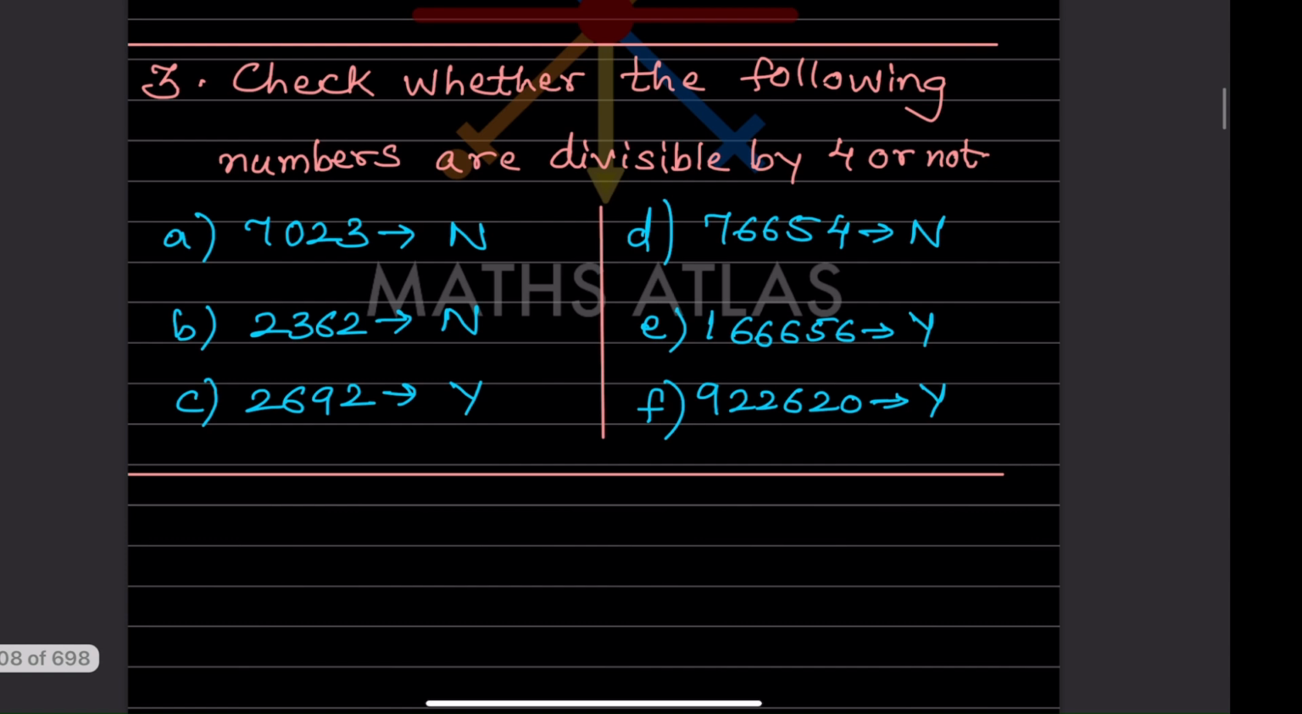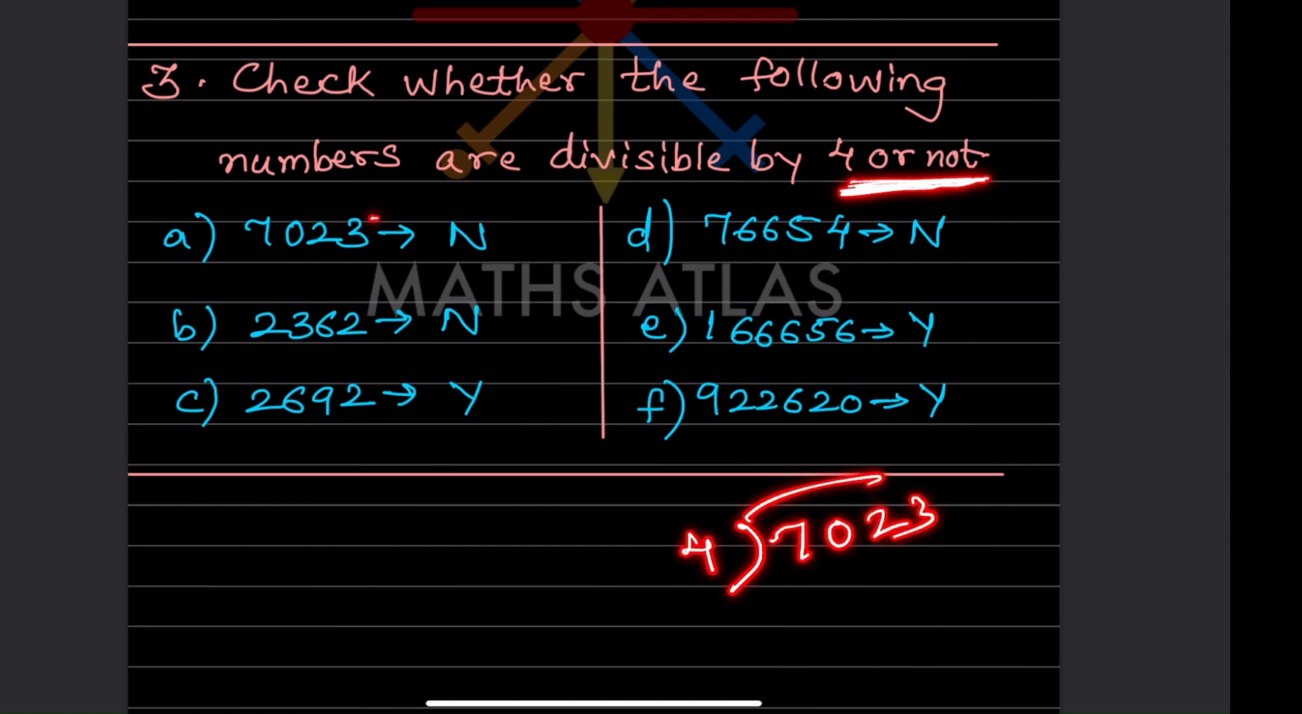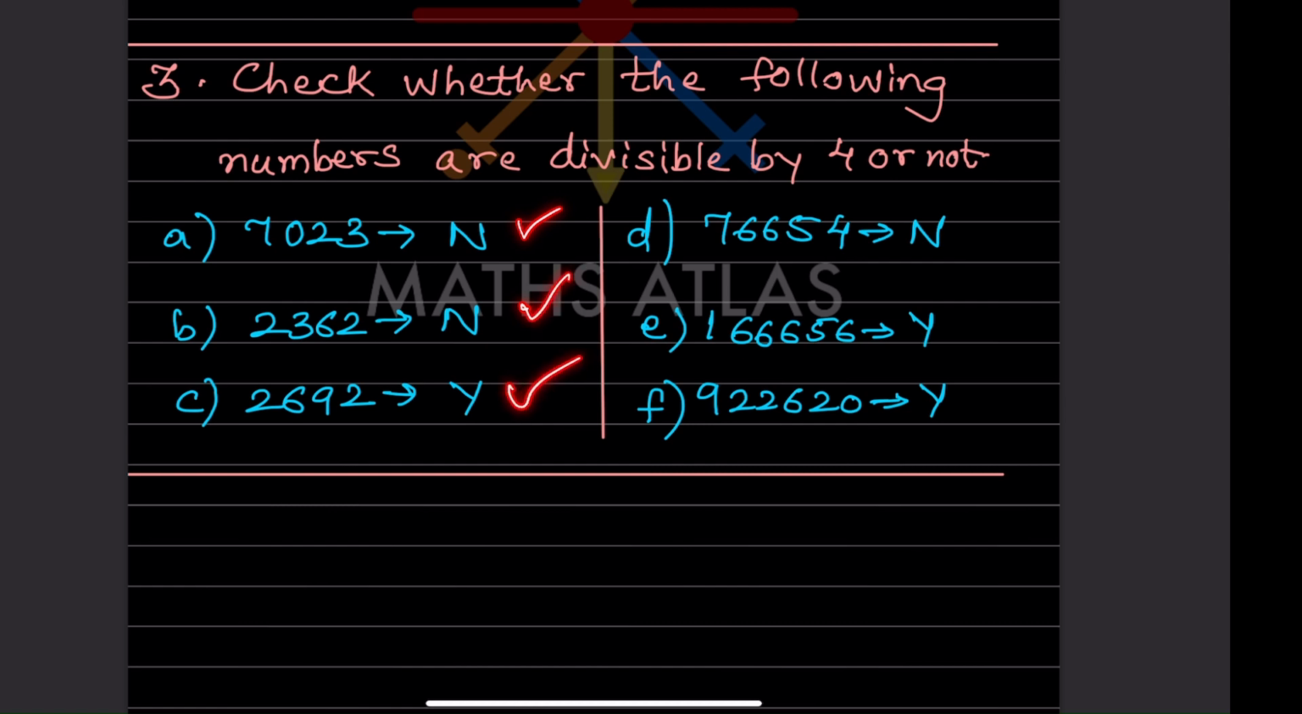The next one, check whether the following numbers are divisible by 4 or not. Here, either you have to see the divisibility rules, or you can directly divide. If you don't know the divisibility rule, you can directly divide by 4 and see whether the number is divisible or not. How can you see? Whenever you divide a number, the remainder should be 0. If you're not getting a 0, that means it's not divisible by that number. So you can check by any of the ways. Either use the divisibility rule or directly divide and check by 4.